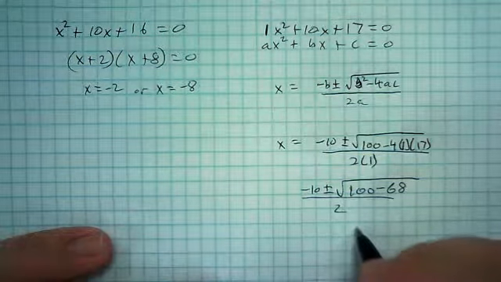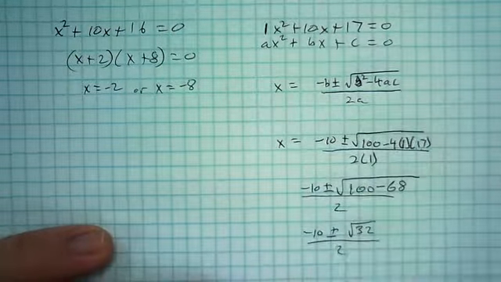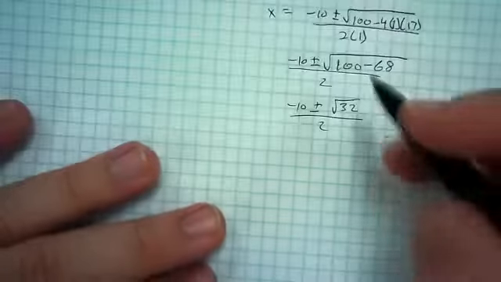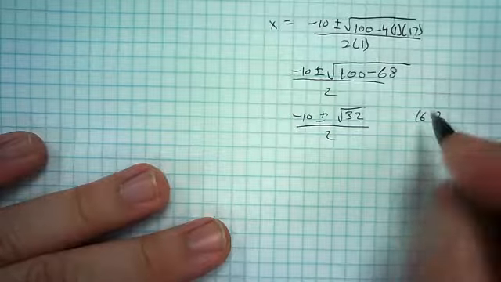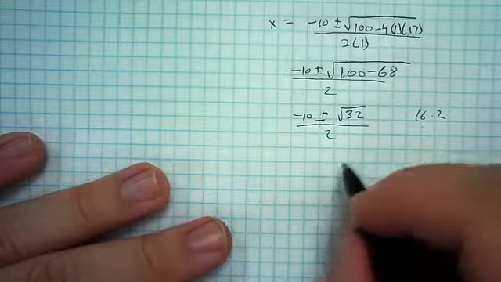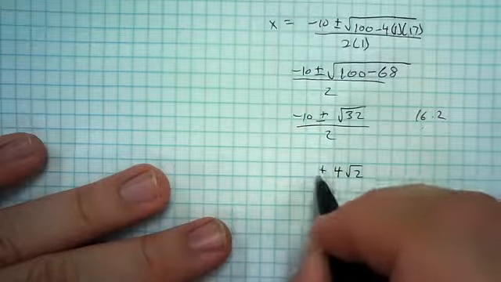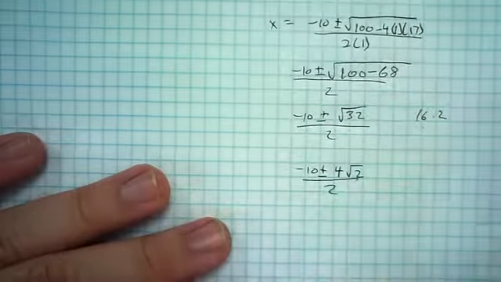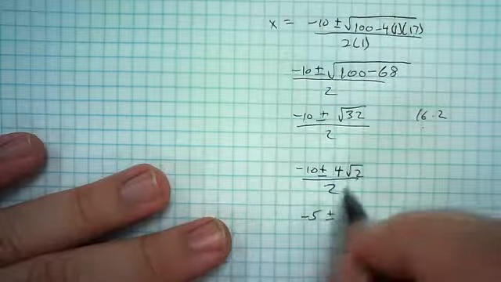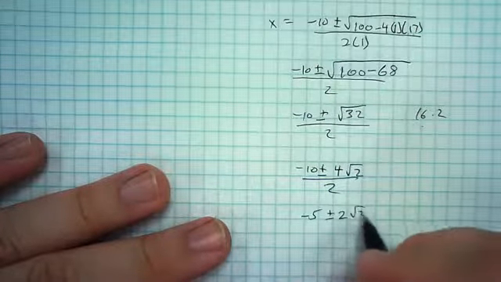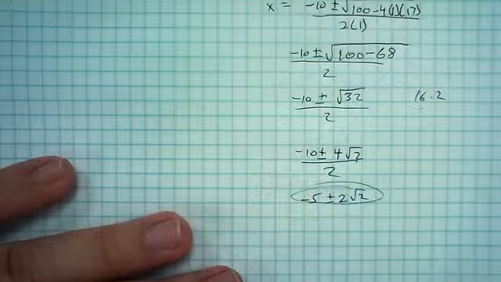100 minus 68 is 32. So if I need to simplify the square root, 32 is 16 times 2. Notice 16 is a perfect square. So the square root of 16 is 4, leaving a 2 on the inside. Now I divide them each by 2, so 10 divided by 2 is 5, and 4 divided by 2 is 2.